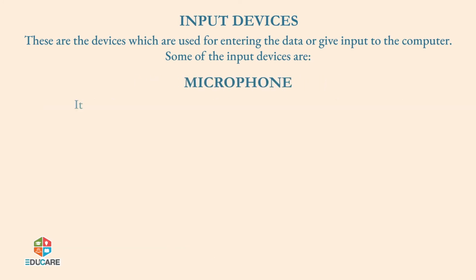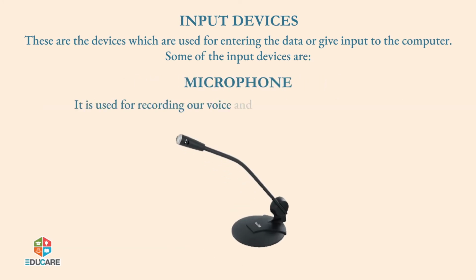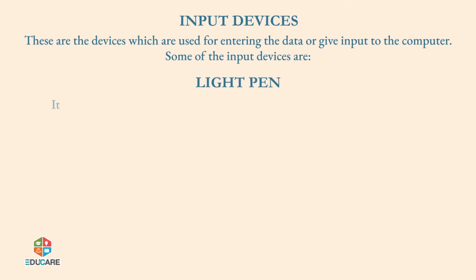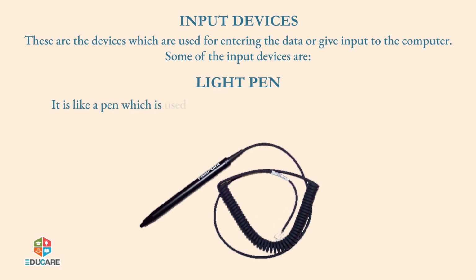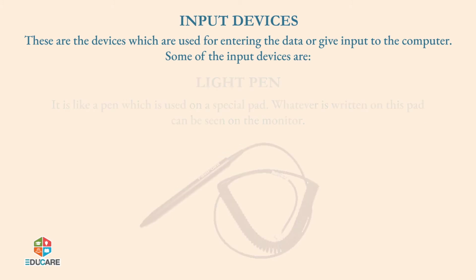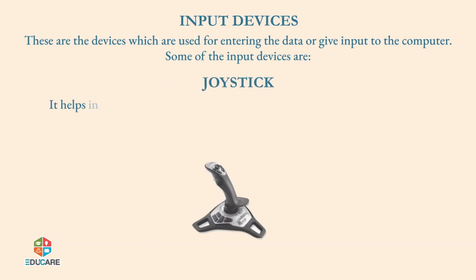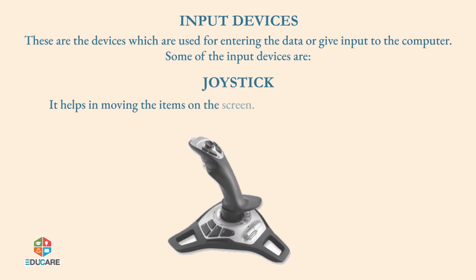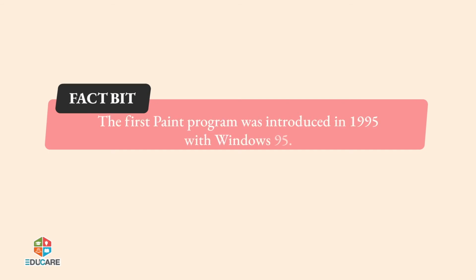Microphone. It is used for recording our voice and other sounds in the computer. Light pen. It is like a pen which is used on a special pad. Whatever is written on this pad can be seen on the monitor. Joystick. It helps in moving the items on the screen. It is mostly used for playing games. Factbit. Intel is the world's largest processor manufacturing company.